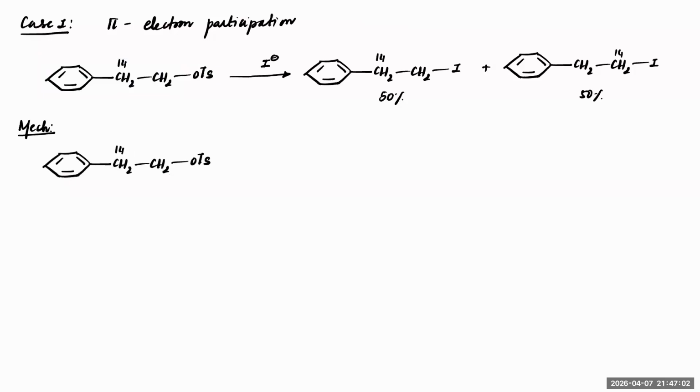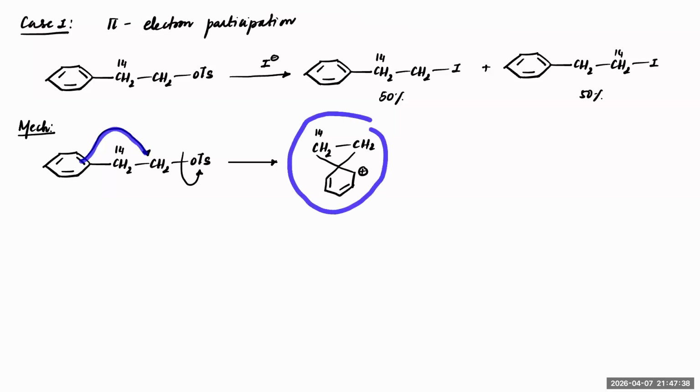So suppose OTs is being a good leaving group when it is trying to leave. What happens? This pi bond will try to support this carbon here. How does it happen? Check it out. We will have this as CH2, CH2, and here this is a bond which is forming by benzene, like this. This is carbon 14, and OTs has gone from there. We have a double bond and a plus charge. So the pi bond from here has connected, and this is the intermediate which we have got.